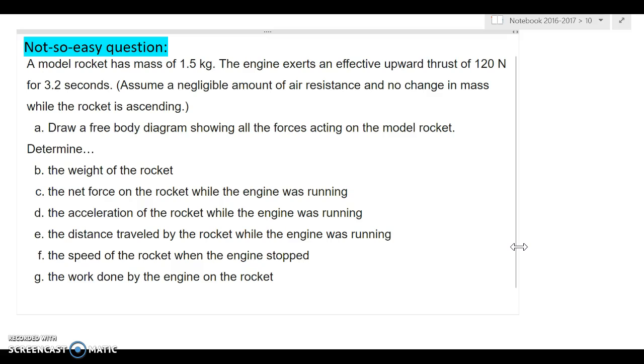Part E of this question requires you to use SUVAT. If you can't remember the SUVAT equations, and I would imagine none of you can, you'll need to look them up. They're worth memorising, they're useful.